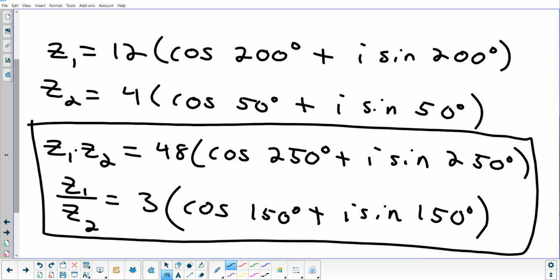Okay, so I said at the beginning, there'd be four things that we're going to learn how to do in trig form. We're going to multiply, we're going to divide. Okay, we did those two. Tomorrow, we're going to learn how to raise something to a power, and then how to undo that, which is how do you take a root. So we'll do those two to finish up tomorrow.